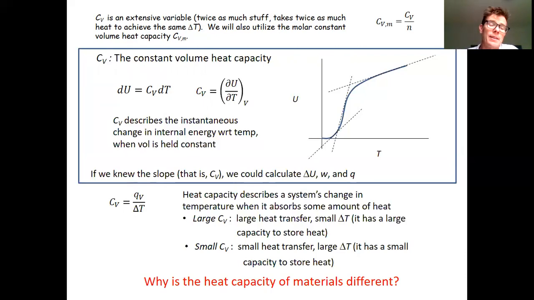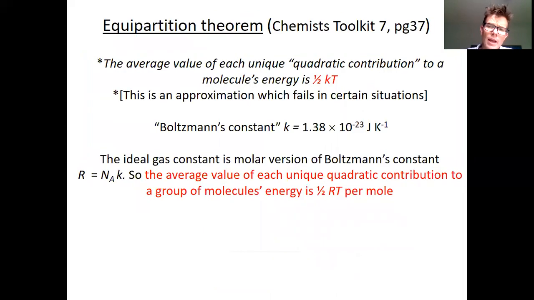And the answer is ultimately that they have different ways to store energy. Water has hydrogen bonds, it can move all around. It has all of these different ways it can store energy, whereas metals are fixed in these tight bonds and can't do a lot. So this will be important as we start to figure out how we're going to calculate CV. So I'm going to take a brief tangent here and tell you about the equipartition theorem.